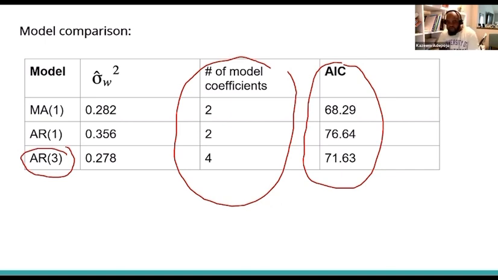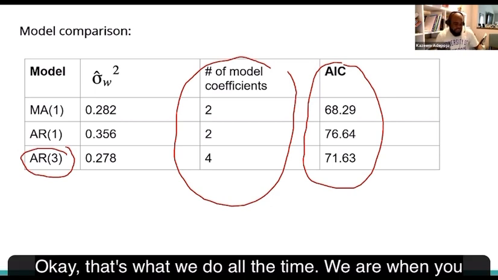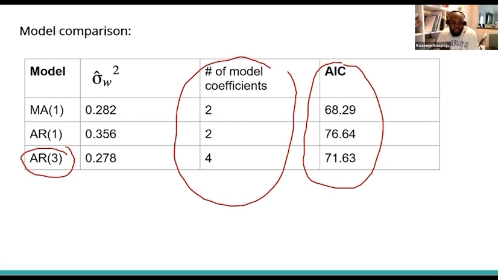And going by the AIC, the MA of order 1 actually stands out. The model with the lowest AIC is the best model. That's what we do all the time when comparing models: we use AIC, and the one with the lowest AIC is the best model. So right now, what we're telling the world is that the best model is the MA of order 1.